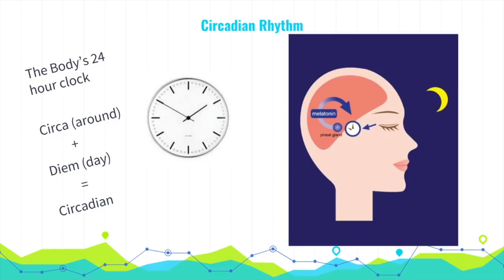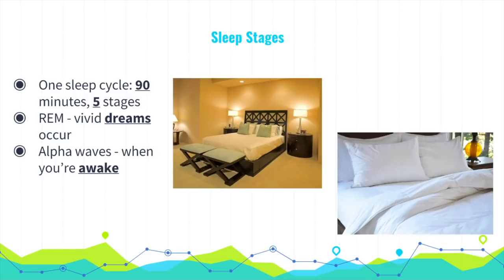Let's do it. Let's talk about sleep cycles. One sleep cycle lasts 90 minutes and there are 5 stages within it. REM stands for rapid eye movement sleep, and that's the part of sleep where vivid dreams occur. Your muscles are relaxed, but other parts of your body are active.